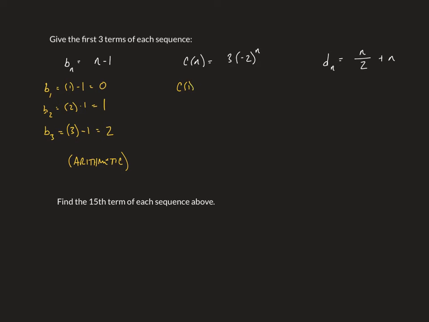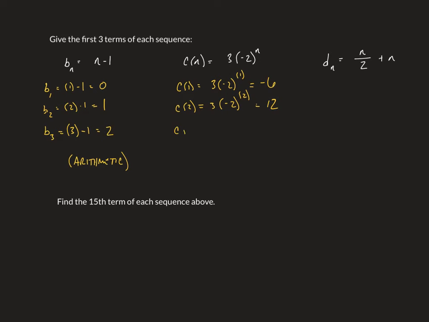Okay, c of 1, to find the first term in our c of n sequence, is going to be 3 times negative 2 to the first power. Negative 2 to the first power is negative 2, which times 3 is negative 6. So I want to find the second term. That's going to be 3 times negative 2 squared. Negative 2 squared is going to be 4, right? Negative 2 times itself is going to be a positive 4, and 4 times 3 would be 12.